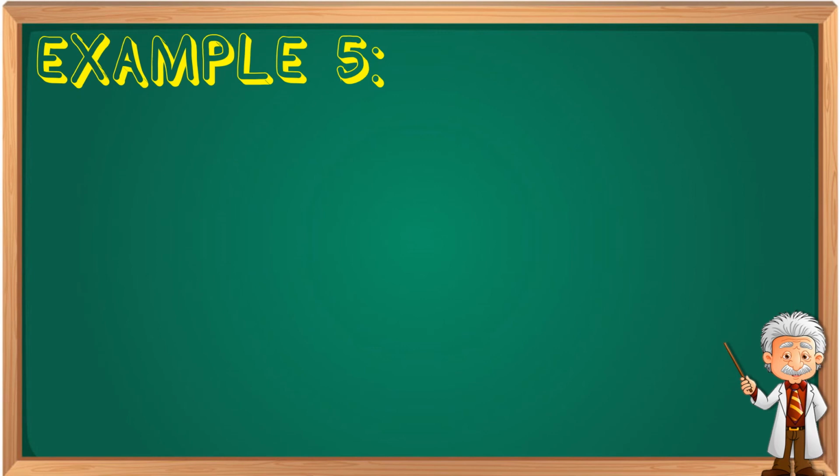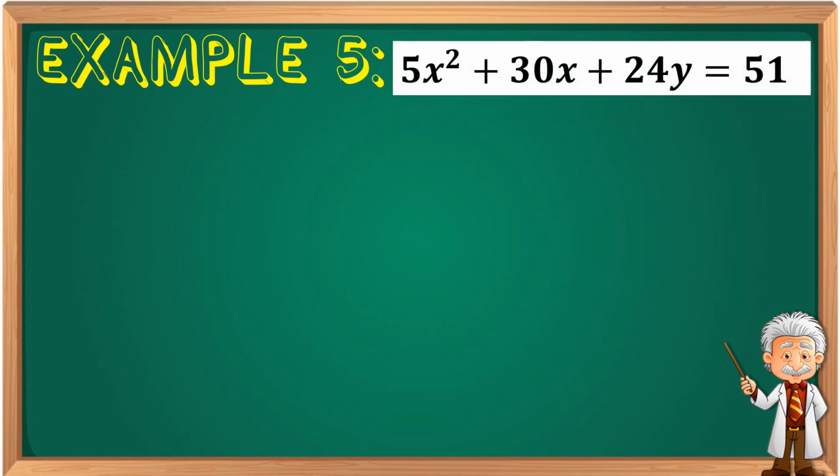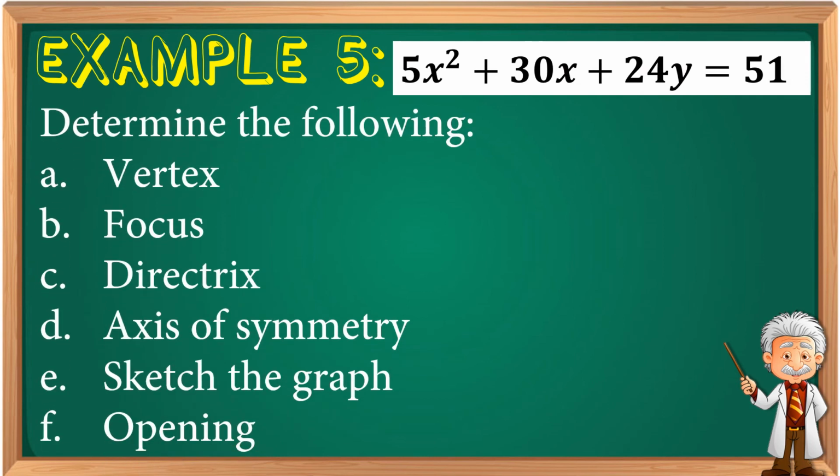For our last example, we have 5x squared plus 30x plus 24y equals 51. Determine the following: vertex, focus, directrix, axis of symmetry, sketch the graph, and the opening of the parabola.